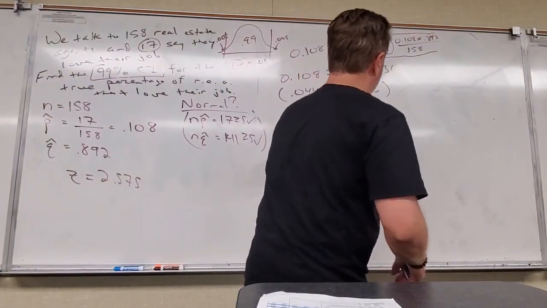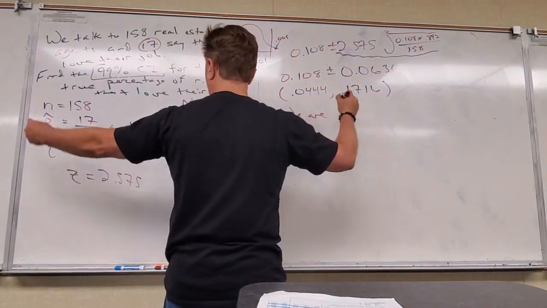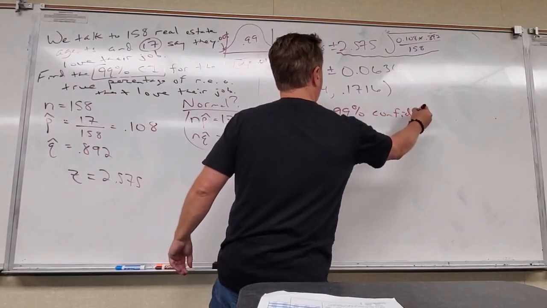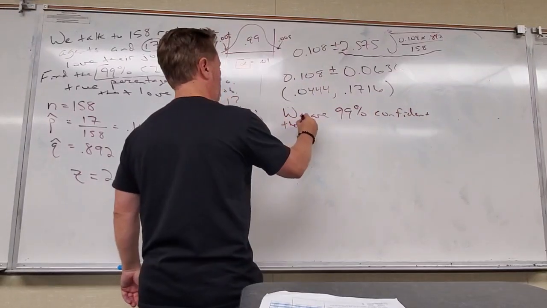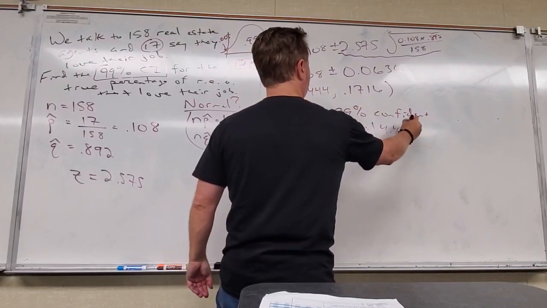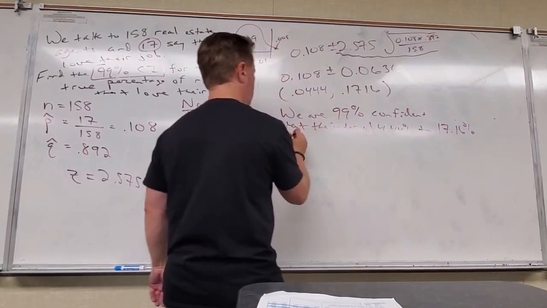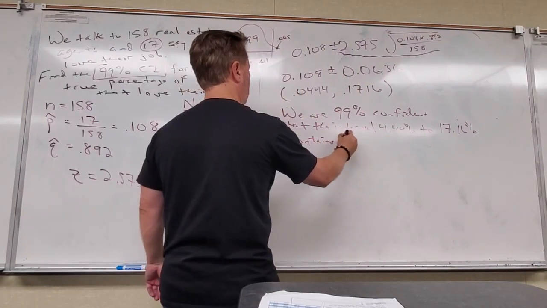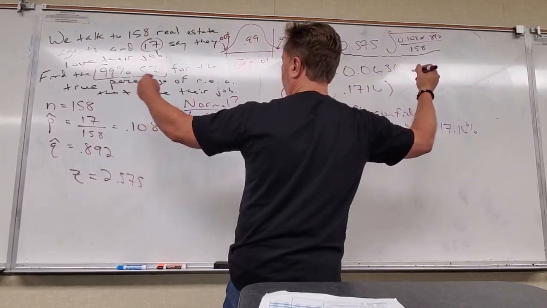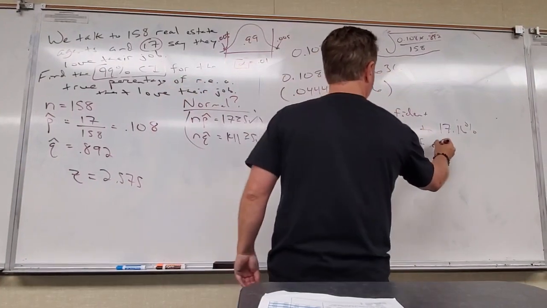So, the conclusion sounds exactly the same. It's still a confidence interval, that's all it is. We are 99% confident that the interval 4.44% to 17.16% contains the true percentage of real estate agents that love their job.